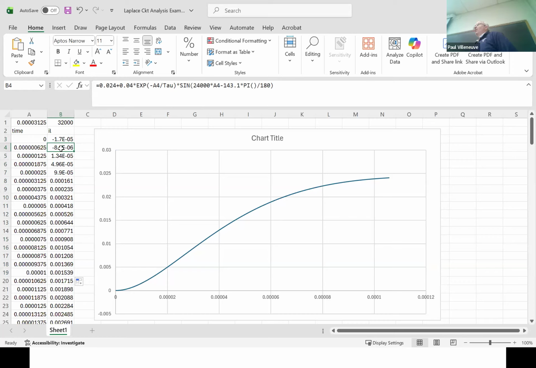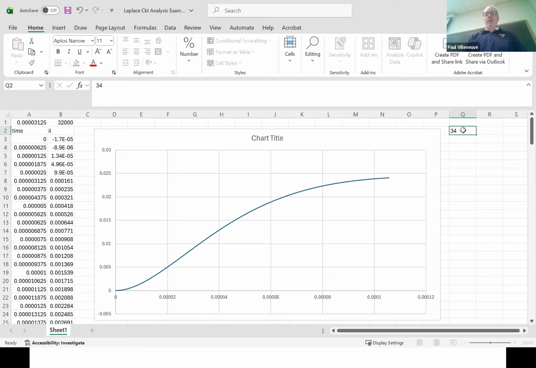Does anybody know how to lock it in so it doesn't change? Make it a variable, which I think is the easiest way to do it. The other thing too: let's call this 34, and let's say this is equal to this plus 1. Let's copy some down, and you can see it increments. What if I said, you know what, I don't want that to increment beyond here?